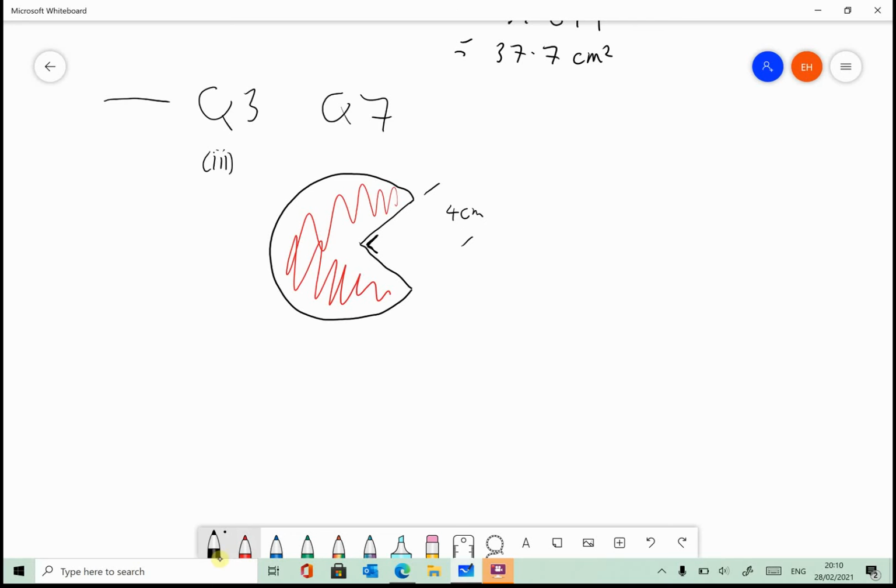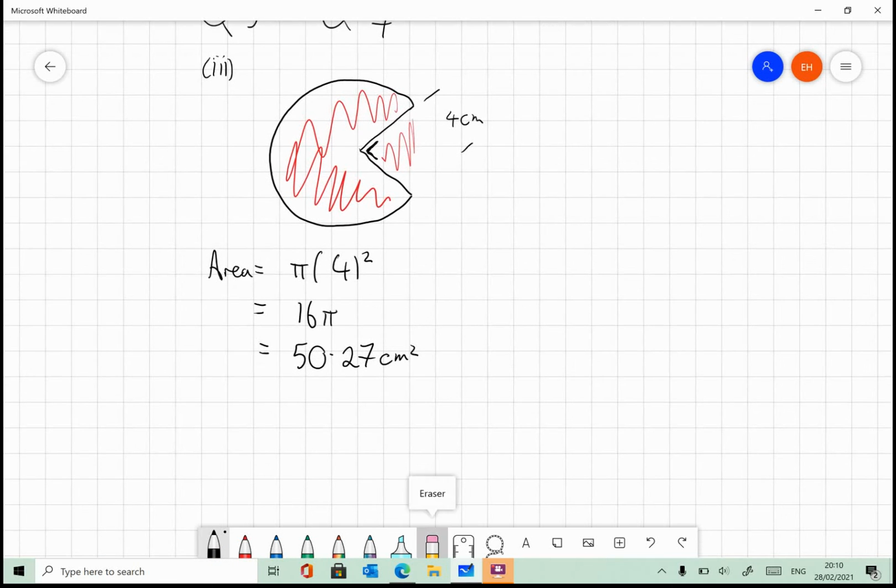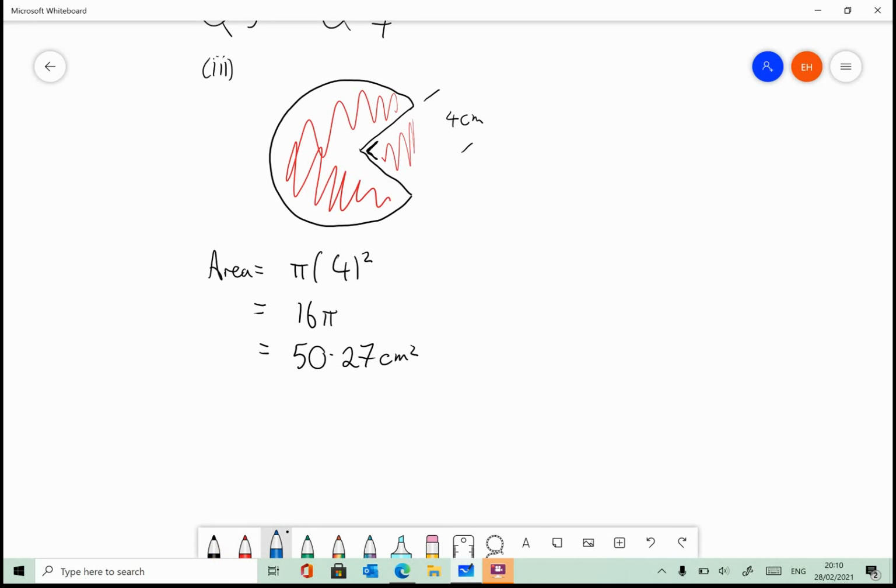So let's work out the area of the full circle. Area is equal to pi r squared, so pi by 4 squared, which is 16 pi, which is 50.27 centimeters squared. But of course we don't want the full amount, because we only want this blue zone in here.